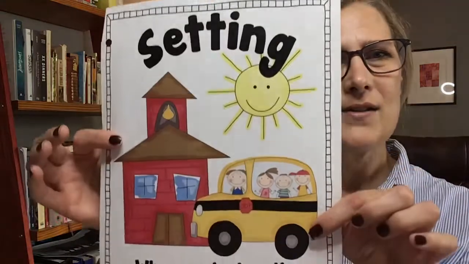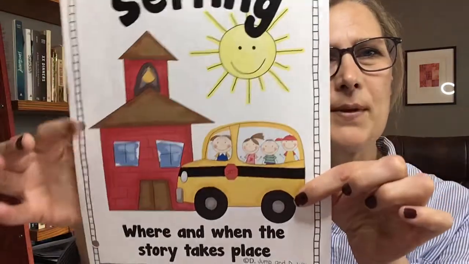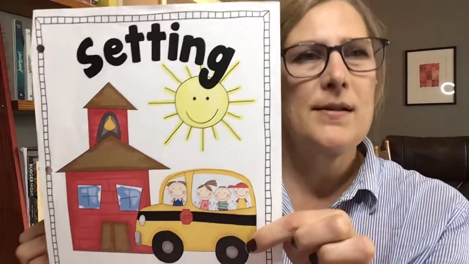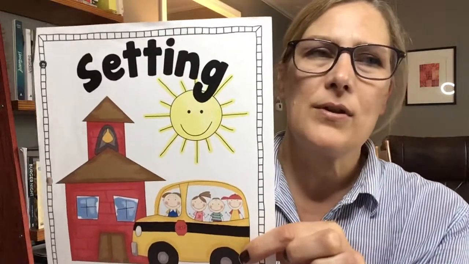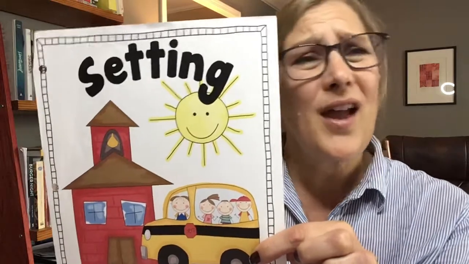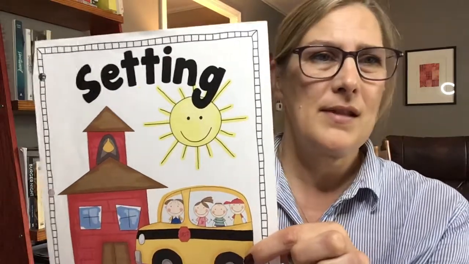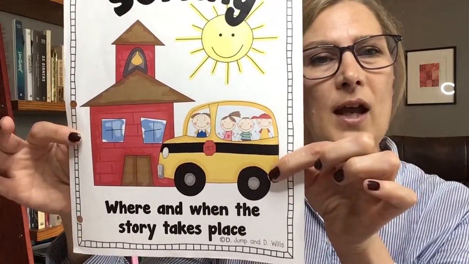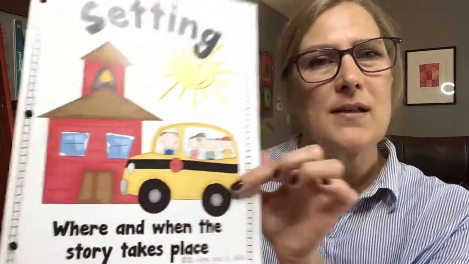Okay, here's our setting poster. And there's a picture of a schoolhouse and a school bus. Those are some places that could be the setting for a story. Now, they're not the only places that could be a setting of the story. Because remember, the setting is where and when the story takes place. That's what it says down here. So think about, while I'm reading David's Drawing, who the characters are and when and where the setting is.